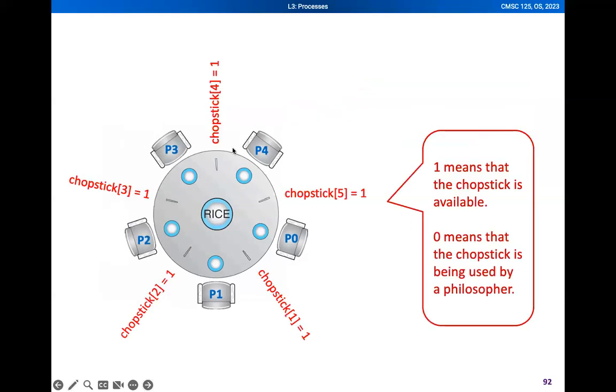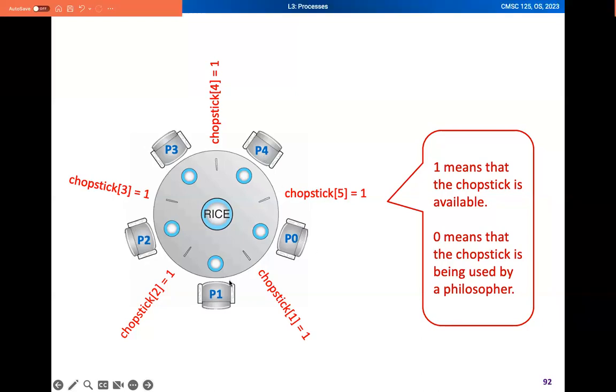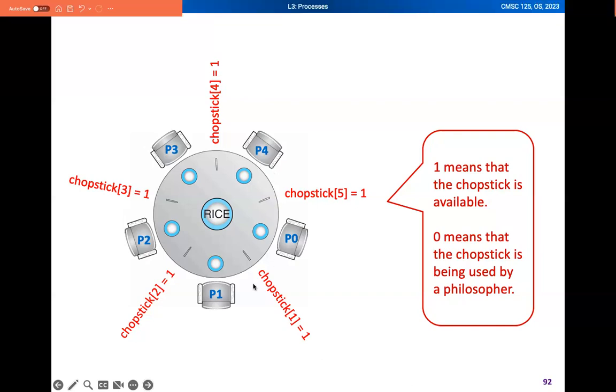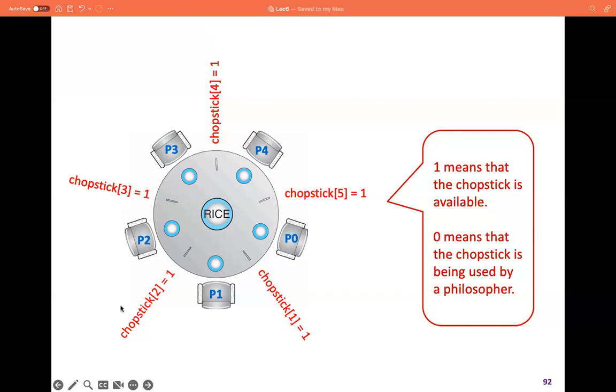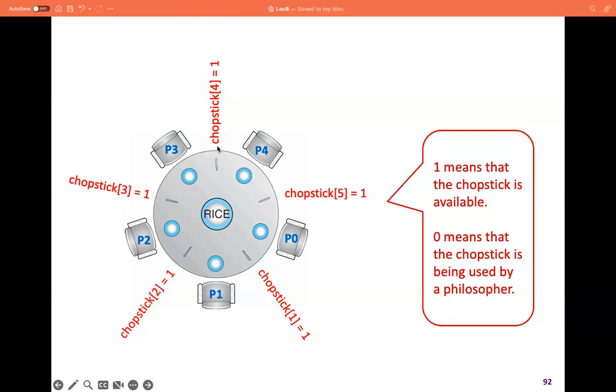Okay, so this is how you can visualize it. As you can see, we have these 5 philosophers represented by P0, P1, P2, P3, and then P4. And in between them are the chopsticks. We represented them as an array of chopstick semaphores, all initiated with a value of 1. So 1 means that the chopstick is available, and 0 means that the chopstick is being used by a philosopher.